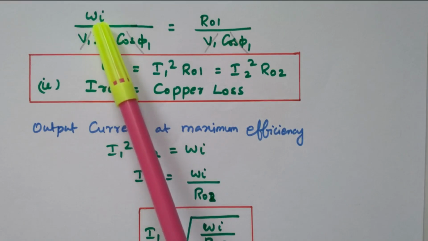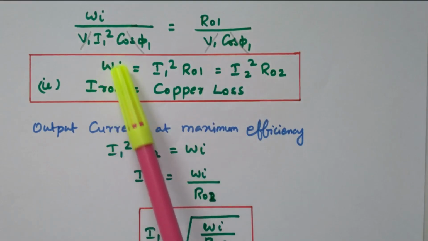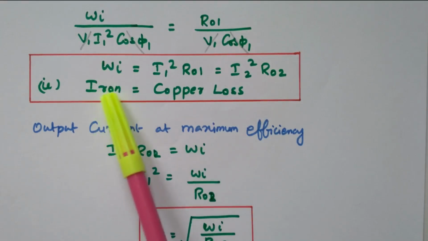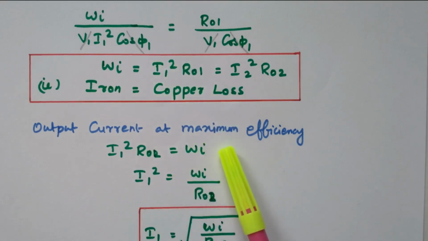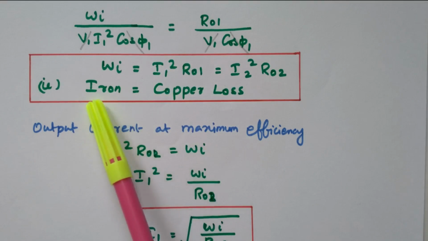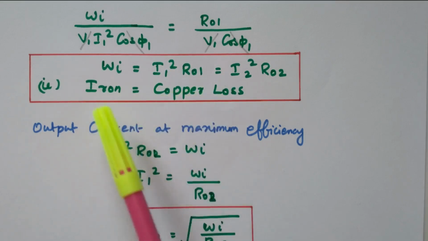Right. So Wi equal to I1 square into R01. This I1 square is multiplied here. So what is this? Wi is nothing but the iron loss, and this I1 square R01 is nothing but the copper loss. So what condition did we get? Iron loss equal to copper loss. When iron loss equals copper loss, we will get the maximum efficiency, right?